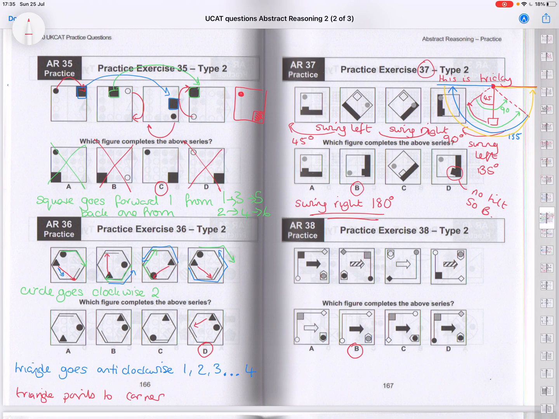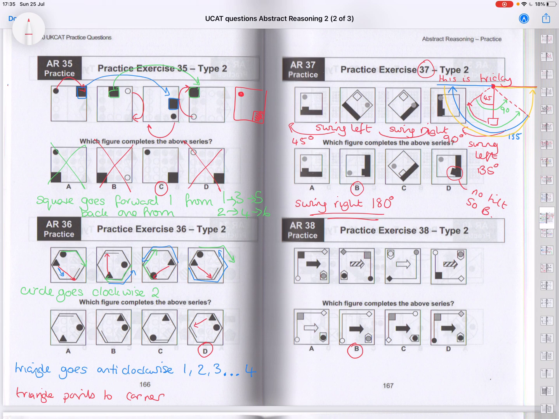Number 36. Again, this is different objects behaving differently. Each time around, I'm going to have to call it a benzene ring because it is. As your circle moves 2 places round the benzene ring in the clockwise direction, the triangle moves in an anti-clockwise direction, but it moves 1, 2, 3 and 4 places. So that leaves both B and D as possibilities. This is where it gets a bit tricky, because you've got to spot that the triangle is pointing towards the corner, as I've illustrated, to make it D.